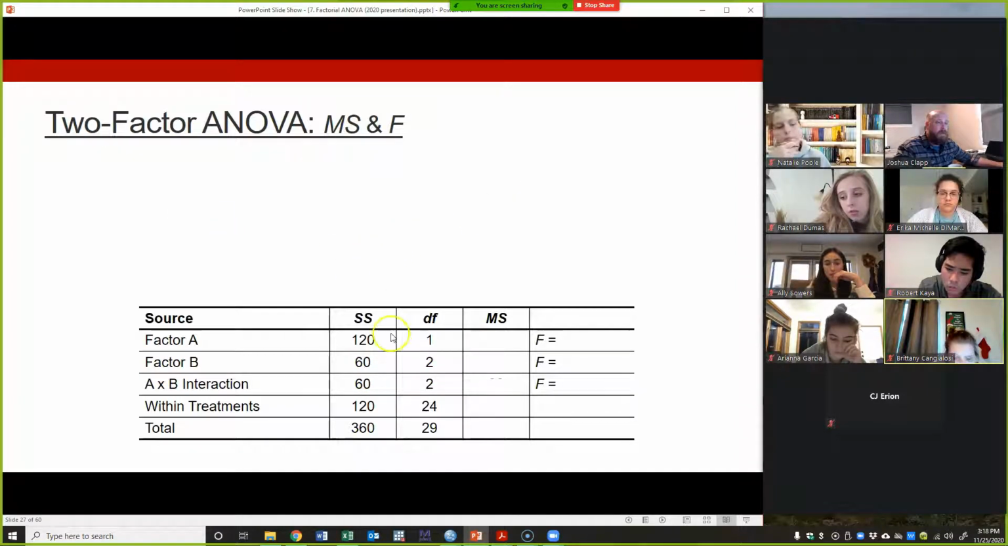Then we know that if I've got my sum of squares and I've got my degrees of freedom, then all I need to do is go through and divide my sum of squares by my degrees of freedom, and that gives me a mean squared. Allie, what's mean squared code for in ANOVA language?